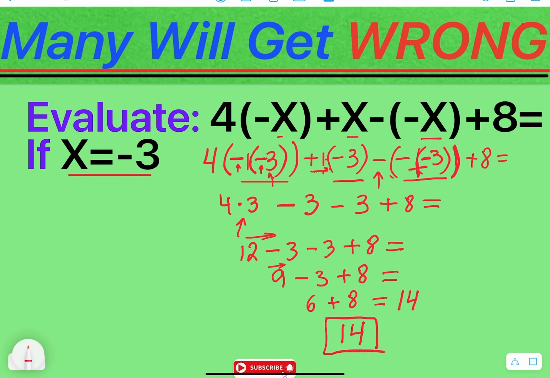We evaluated this expression when x was negative 3. We will get a different answer if x is a different number, let's say 5 or 4, any number you can put instead of x and get a different answer. So this is the way we evaluate the expression if we have the value of x, which was negative 3.